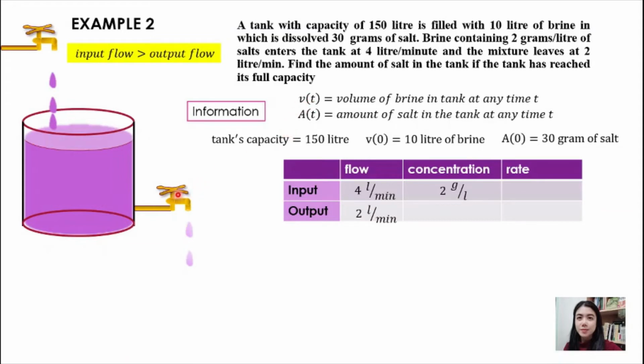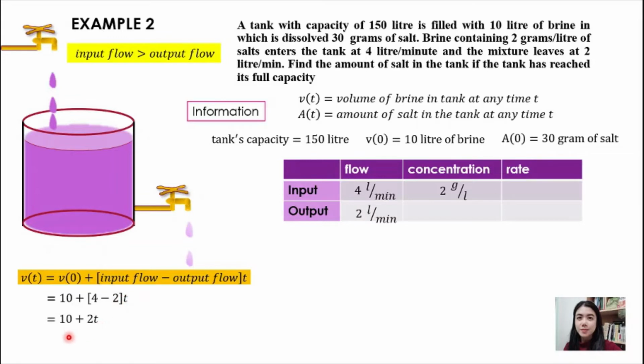So the Vt here you can obtain by using the formula. The formula is this one. So you're going to use Vt equal to V0, and your V0 here is 10 liter of brine, plus input flow, which is 4 liter per minute, minus output flow, which is 2, multiplied by time. So 4 minus 2 will give you 2, so 2 multiplied by t. So you have 2t. So your Vt is 10 plus 2t.